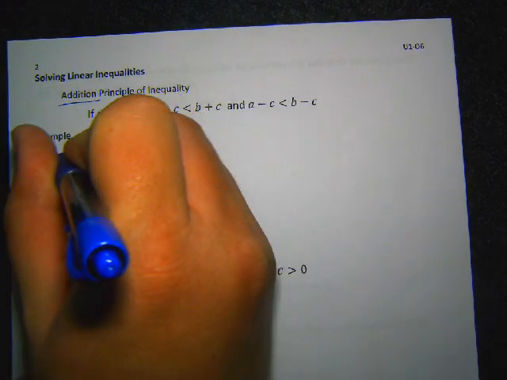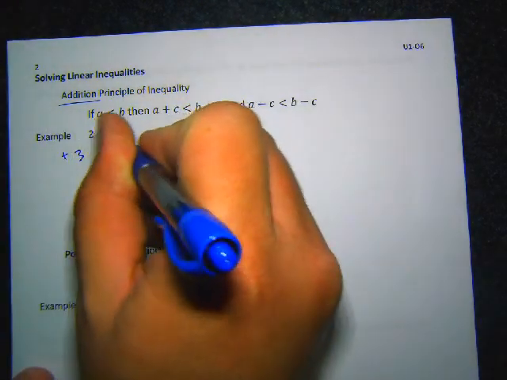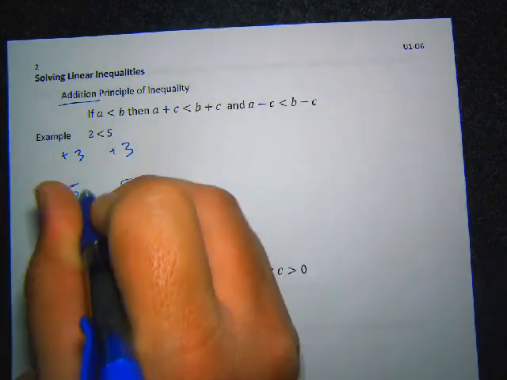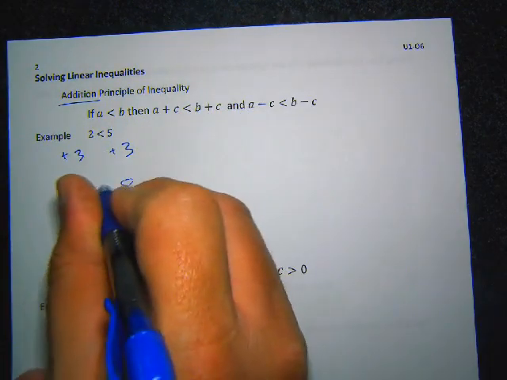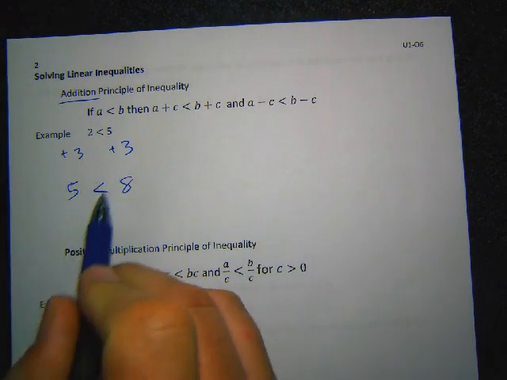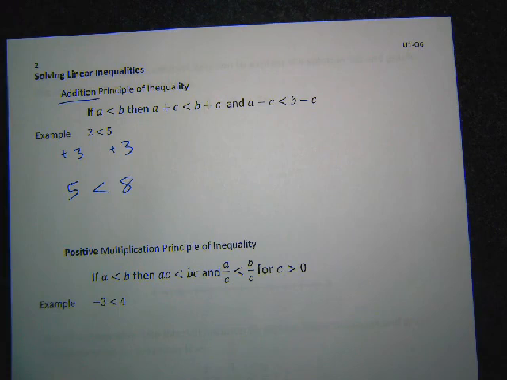So say I take the inequality and add 3 to both sides. 2 plus 3 is 5. 5 plus 3 is 8. And just like 2 is less than 5, 5 is less than 8. So adding the same amount to both sides will never mess up the inequality. The inequality will hold. It will stay true. So you can do that.